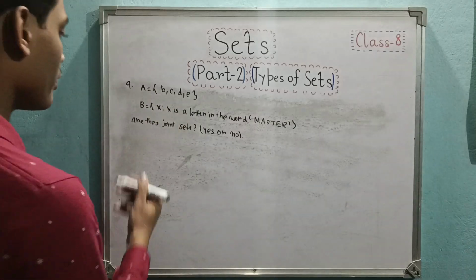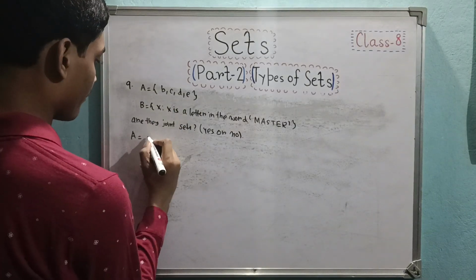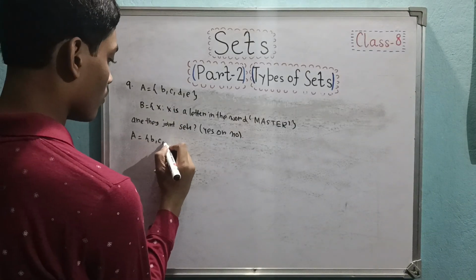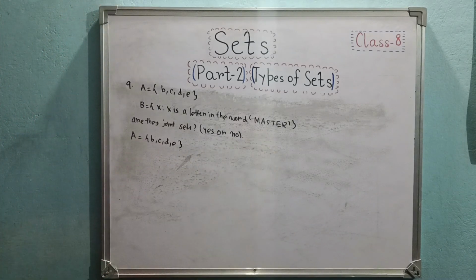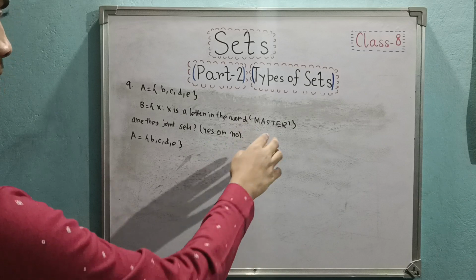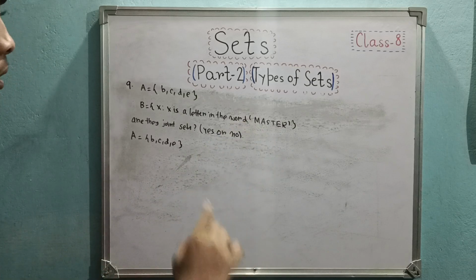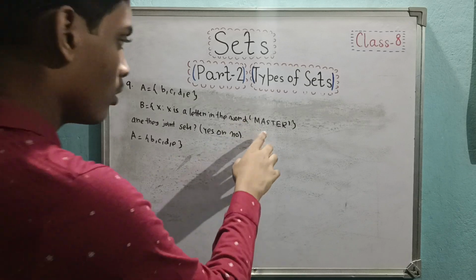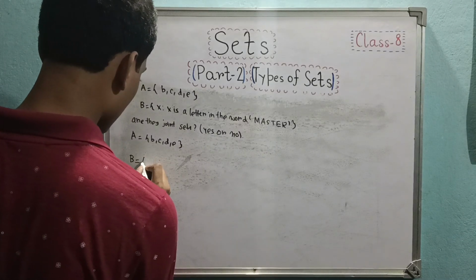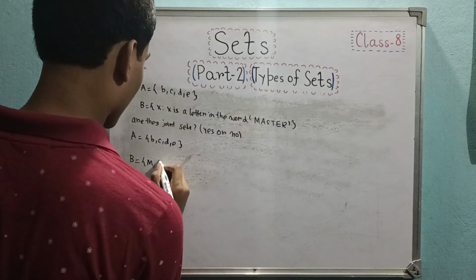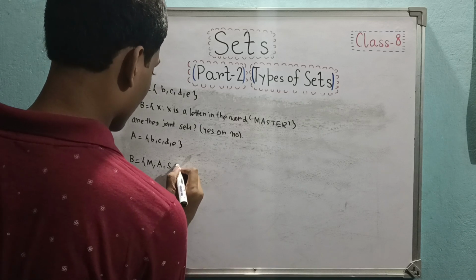So A is already given. A equal to b, c, d, e. We have the elements in roster form. For B, it is a letter in the word MASTER. First, let us check if MASTER has any two same letters. No, all are different, right? So what will be the set B? B equal to M, A, S, T, E, R.